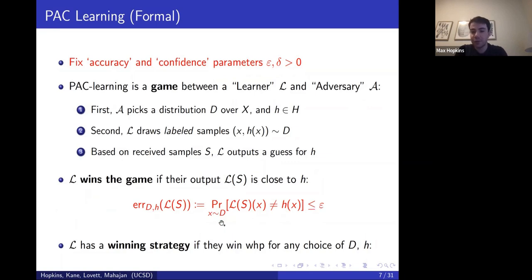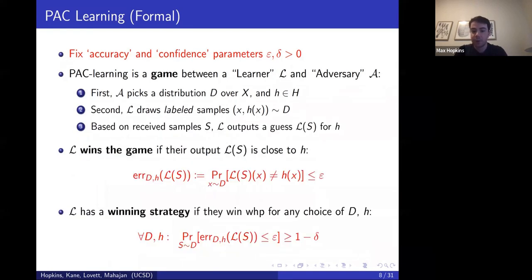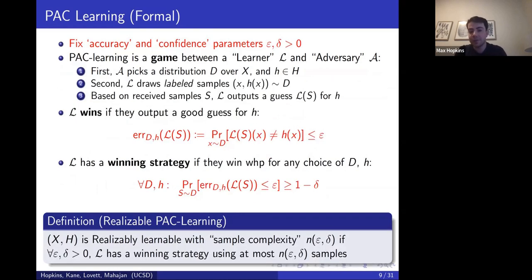And what that means is that when you draw a point from the distribution, the probability that the learner misclassifies the point with respect to the adversary's classifier should be bounded by epsilon, less than or equal to epsilon. So that's the formal win condition. And what do we mean by winning strategy? Well, we mean that for all choices of distribution and hypothesis, the learner should win with probability at least 1 minus delta. So the learner's error should be less than or equal to epsilon, with probability greater than or equal to 1 minus delta. Okay, with this in mind, we can formally define what's called realizable PAC learning.